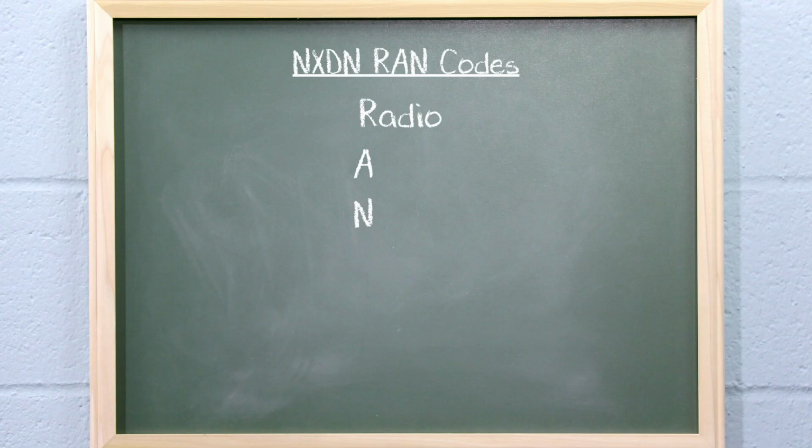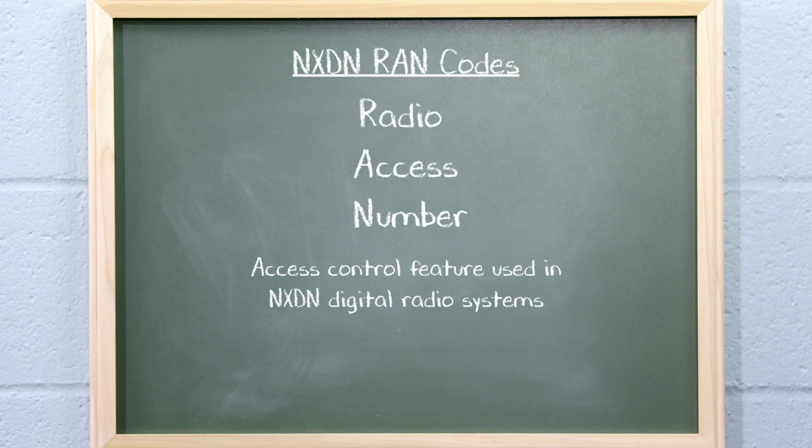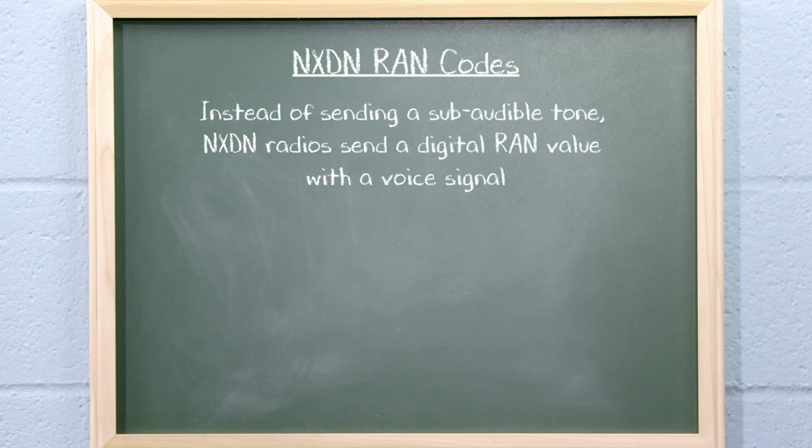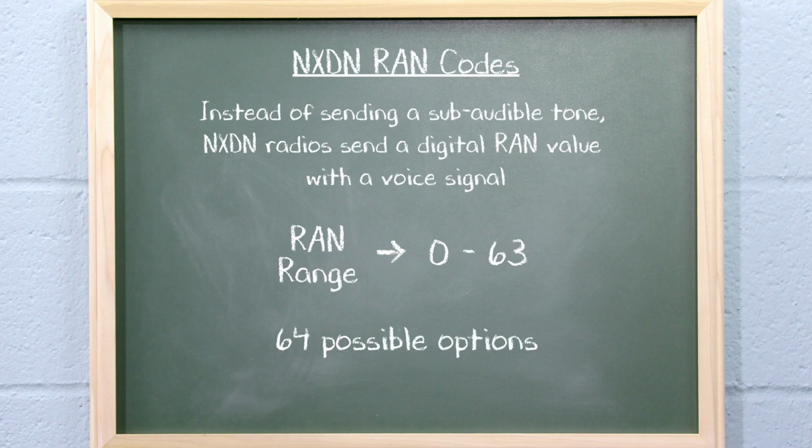RAN stands for Radio Access Number, and it's an access control feature used in NXDN digital radio systems. It's the digital equivalent of CTCSS or DCS tones that you find in an analog radio, but designed specifically for NXDN. Instead of sending a sub-audible tone, NXDN radios send a digital RAN value along with the voice signal. NXDN RAN codes range from 0 to 63, giving you 64 possible options.